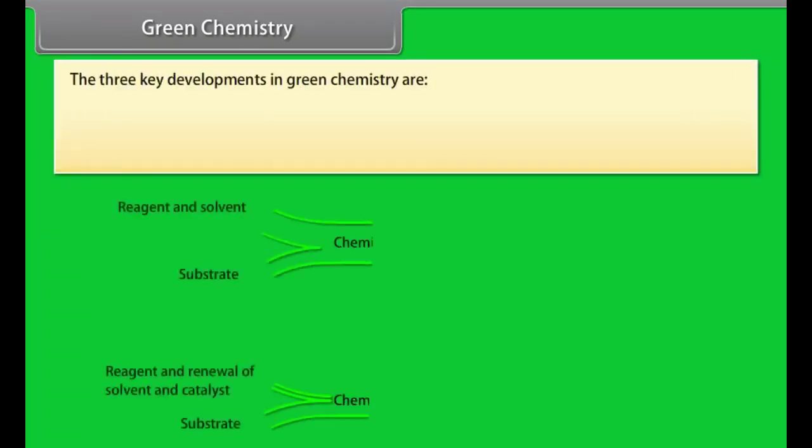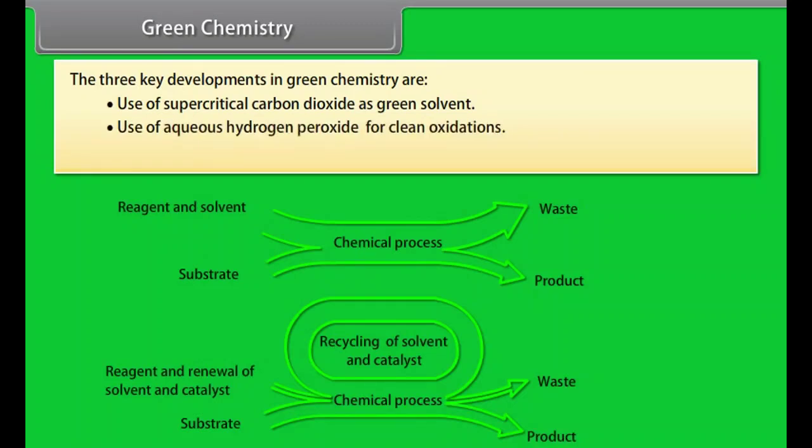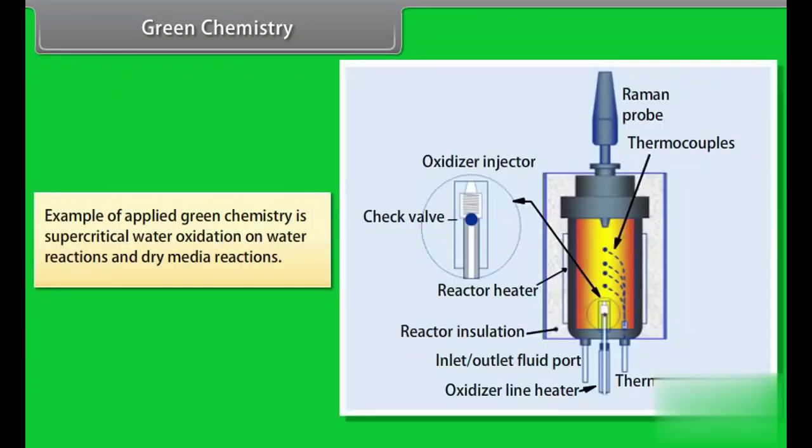The three key developments in green chemistry are: use of supercritical carbon dioxide as green solvent, use of aqueous hydrogen peroxide for clean oxidations, use of hydrogen in asymmetric synthesis. Examples of applied green chemistry are supercritical water oxidation, on-water reactions and dry media reactions.